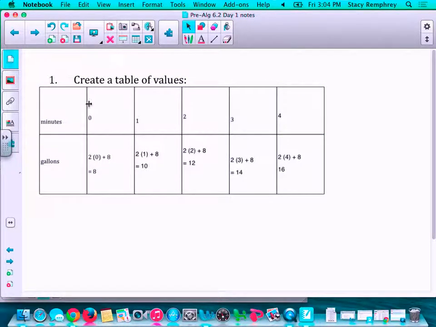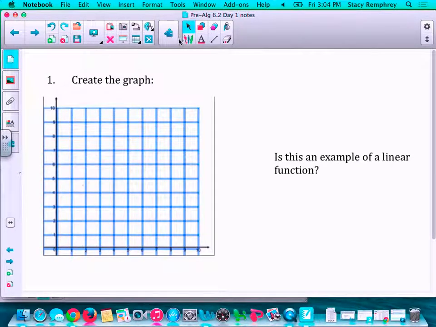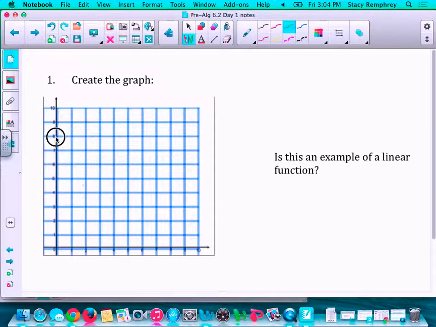So there's my table of values. I have an input and an output. So 0, 8, 1, 10, 2, 12, 3, 14, and 4, 16. And then I can graph those. Okay, so I have 0, 8. I would have 1, 10, 2, 12, 3, probably 14 would be up here.